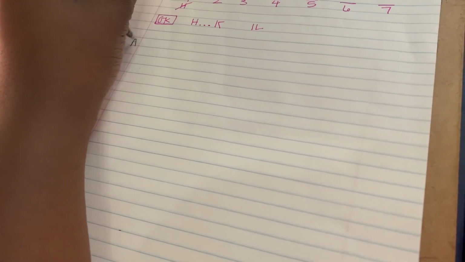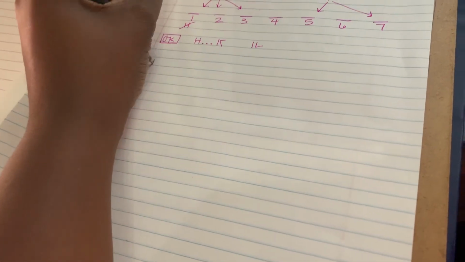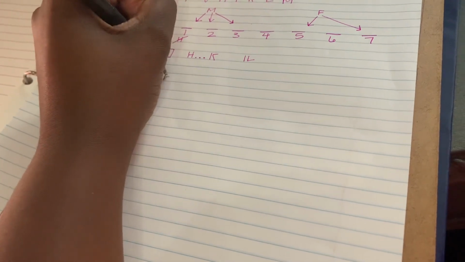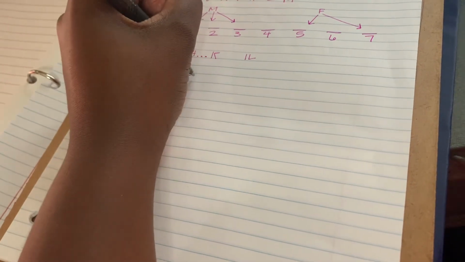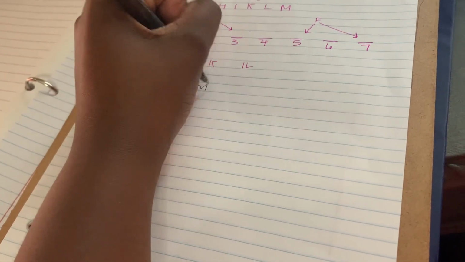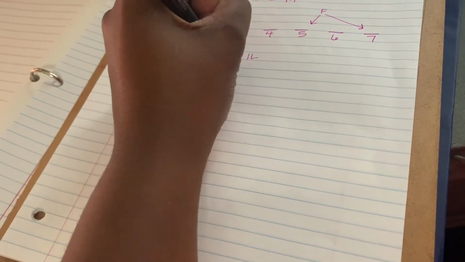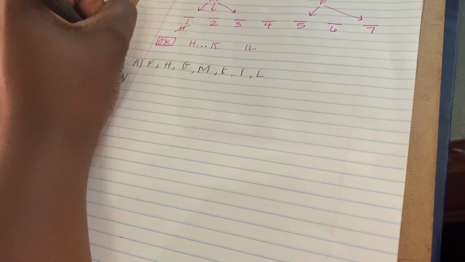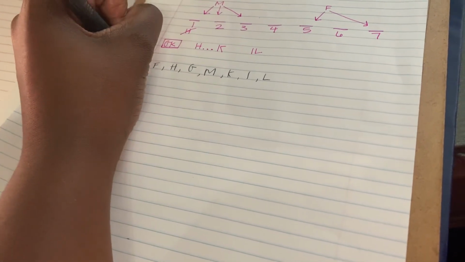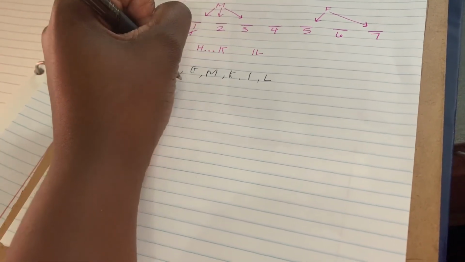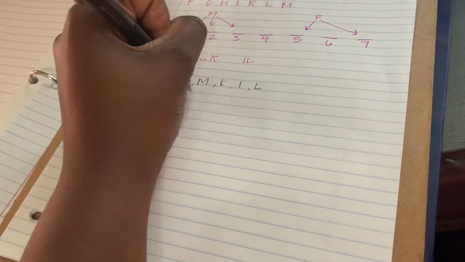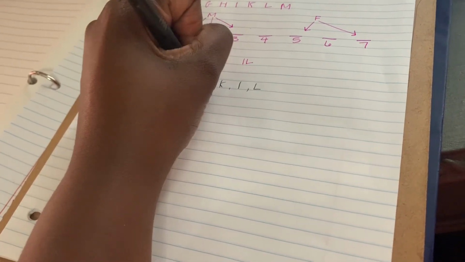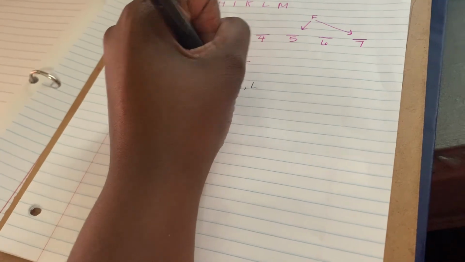So A says F, H, G, M, K, I, and L. B is H, M, G, K, I, L, F.